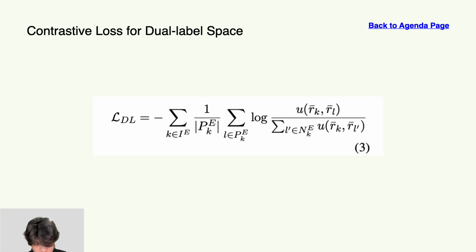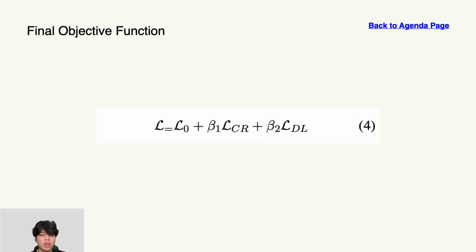So our second objective function is the contrastive loss for the dual label space. This brings a new perspective to training by considering pairs of relations as unified entities. It encourages the model to learn that augmented samples with the same set of relations should have similar representations, while those with different relations should be distinct. Our final objective function combines the base model loss function, L0, with our proposed margin loss and contrastive loss, weighted by parameters beta 1 and beta 2. This comprehensive approach allows our model to benefit from multiple training perspectives.